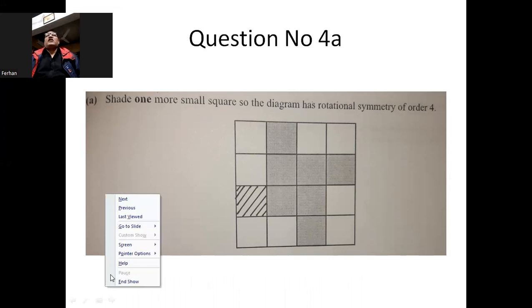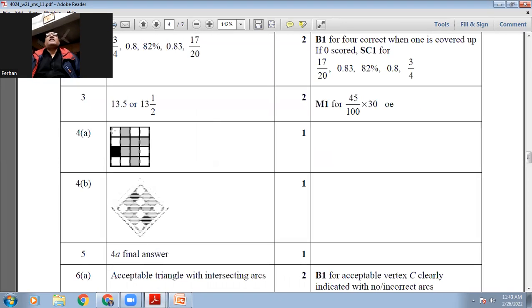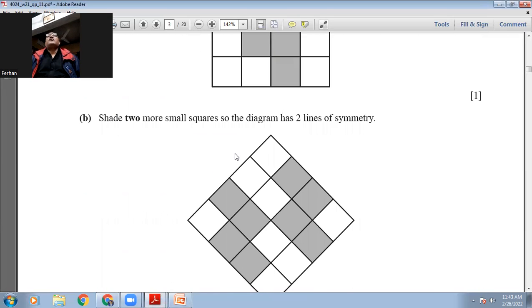Okay, so let's move to the next part. And before going there, let me show you. Okay, so this one has been shared. This is the marking scheme. So let's go to the next part.